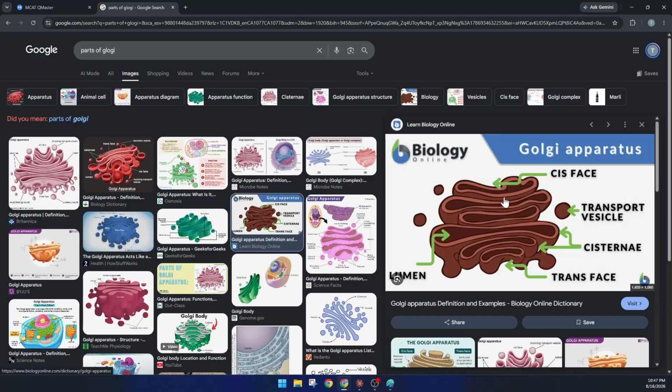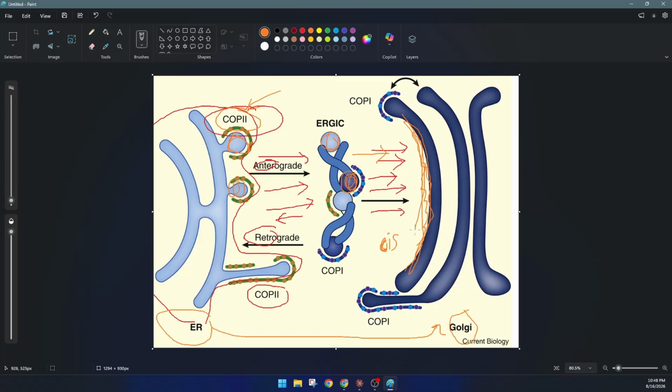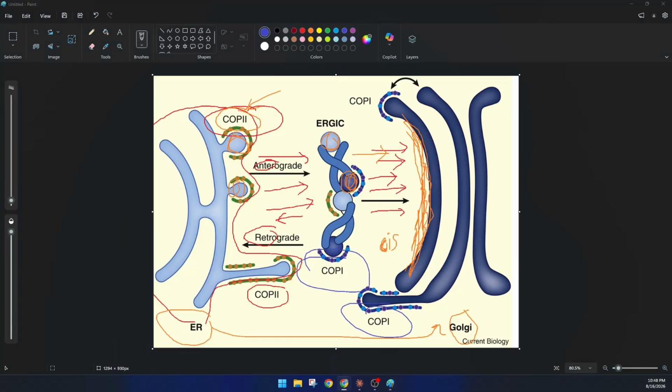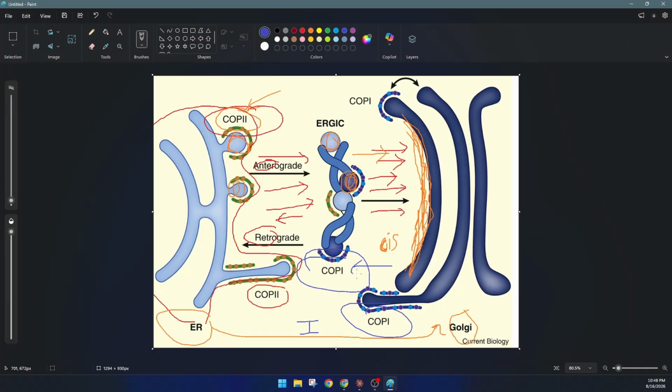As you can see, this is the cis face and this is the trans face, and right now we're talking about the cis face of the Golgi apparatus. Think of this side as the cis face, and the vesicles are traveling that way. Now, COP1 over here means a return back. These vesicles have protein complex 1, and they're moving in the reverse direction, retrograde, back to the endoplasmic reticulum. So that's basically the basics of vesicular transport.